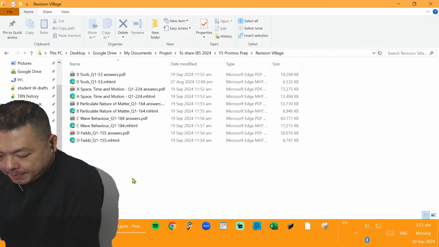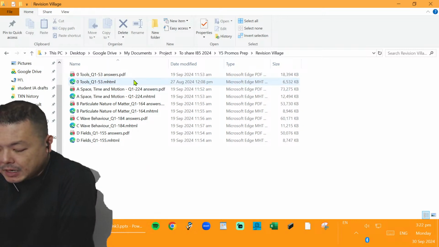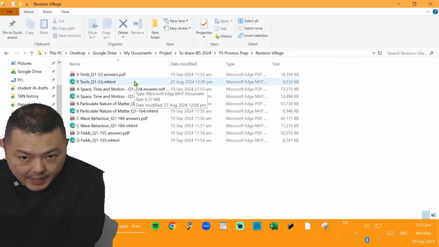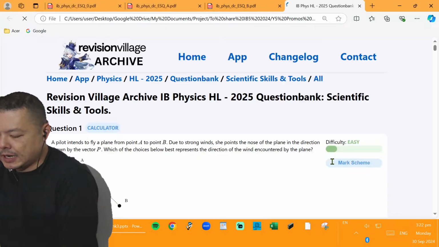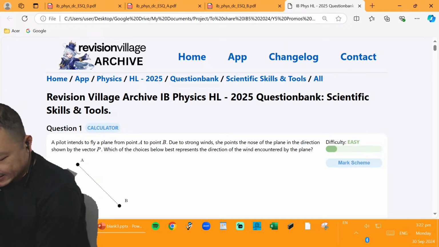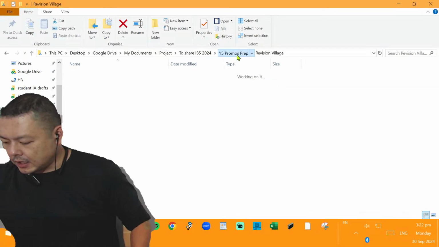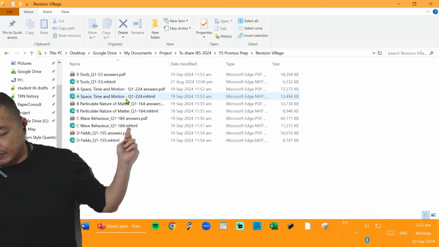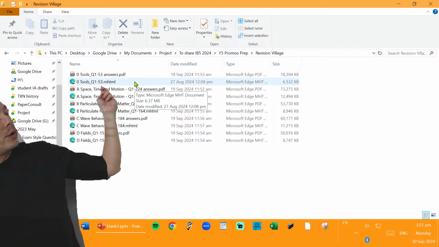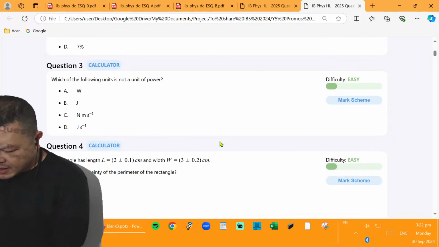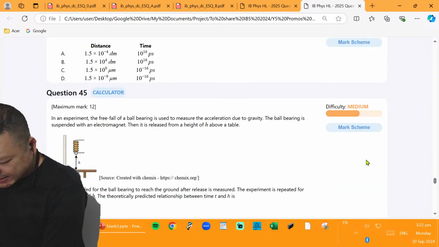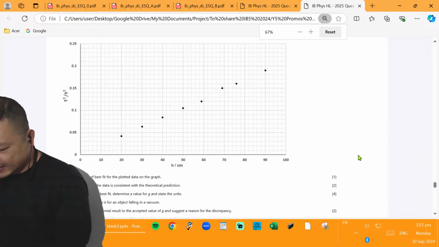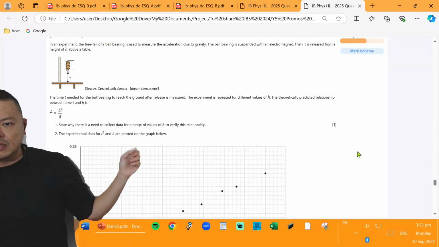Okay, let me put some order to it. So for your 1B, you would do this one here. There's a file under the promos prep, inside Revision Village. You go into this one, paper 1B down here, and then you go towards the end part where there are all these data questions. This one here.